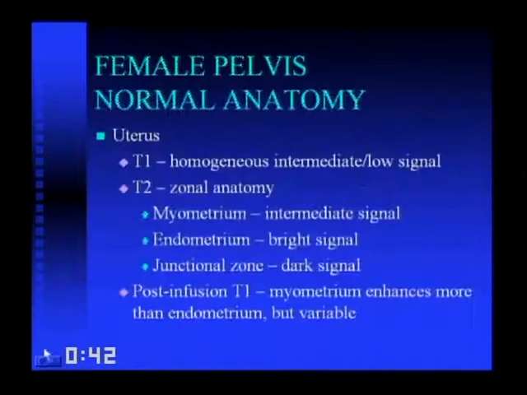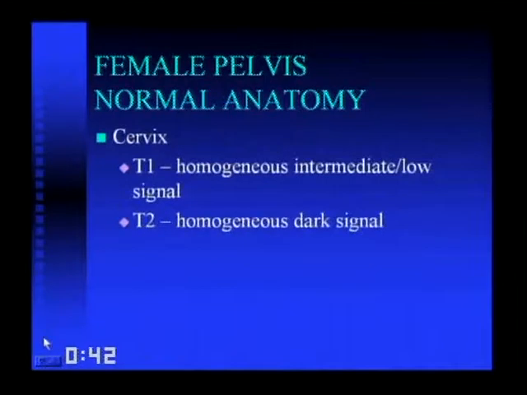So moving on to the female pelvis, normal anatomy. Again, everything's kind of homogeneous on T1 scans and looks the same as everything else, but the zonal anatomy pops up on T2 with the myometrium being of intermediate signal. The endometrium will be bright, and the junctional zone between the two is a dark band. Post-infusion, the myometrium will tend to enhance more than the endometrium, but this is variable.